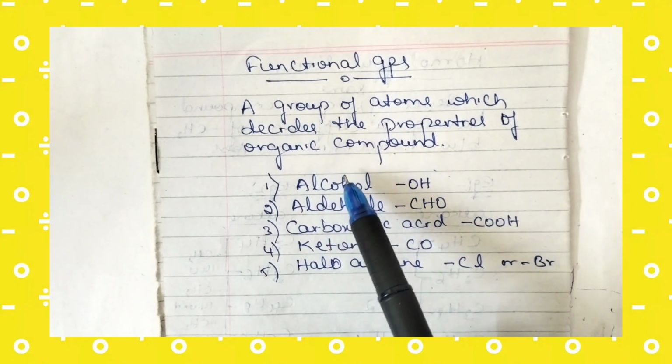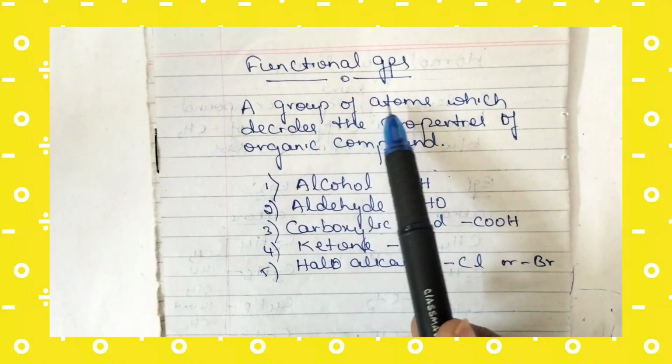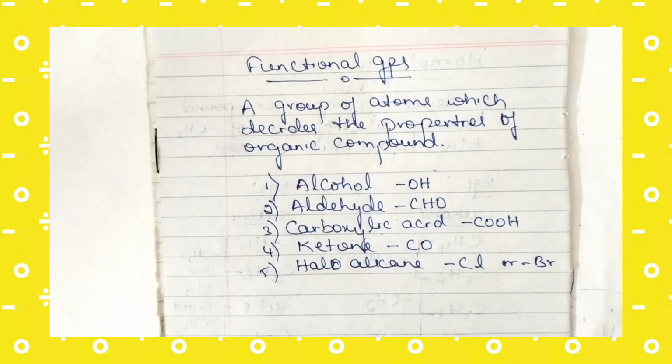Those groups of atoms are called functional groups. A group of atoms which decides the properties of an organic compound. There are 5 functional groups: alcohol, OH, aldehyde, CHO, then carboxylic acid, COOH, ketone, CO, haloalkane, chlorine, bromine.